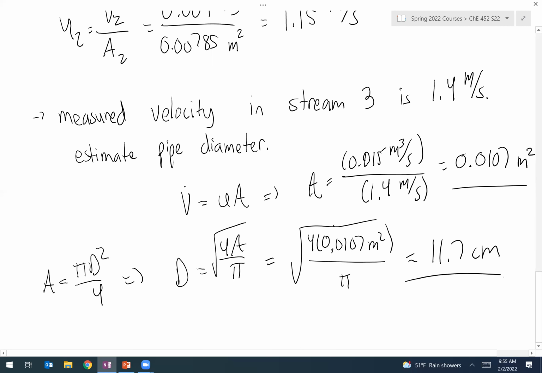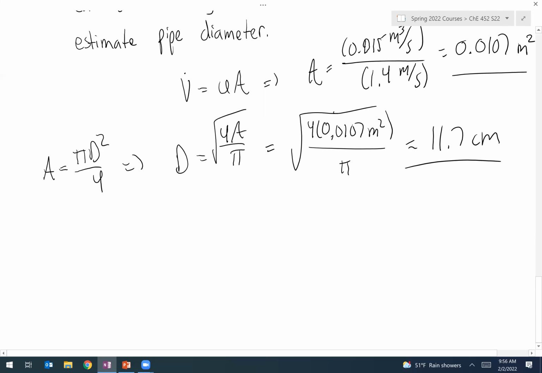So there are a lot of things you can play around with when applying the continuity equation. The important thing to understand is, one, whether it's a compressible or incompressible fluid, and what the inputs and outputs are, and then with the continuity equation, you can estimate flow conditions. Any questions on that problem? All right, if not, let's move on to energy balances.